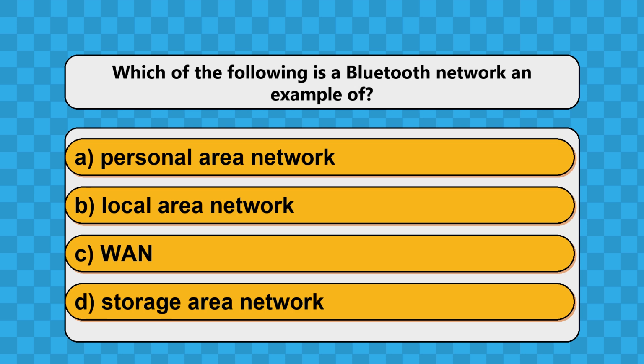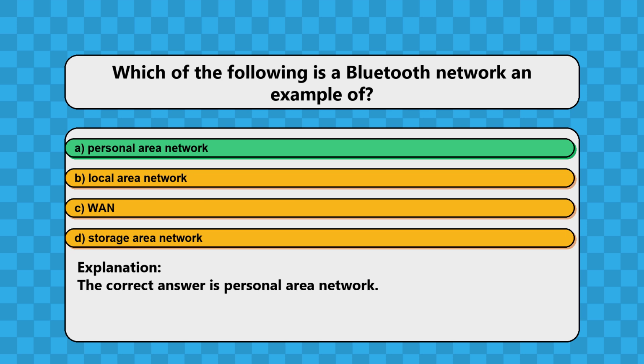Question 58. Which of the following is a Bluetooth network an example of? Option A, personal area network. Option B, local area network. Option C, WAN. Option D, storage area network. The correct answer is option A, personal area network.